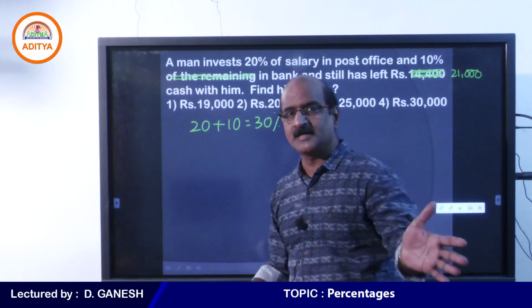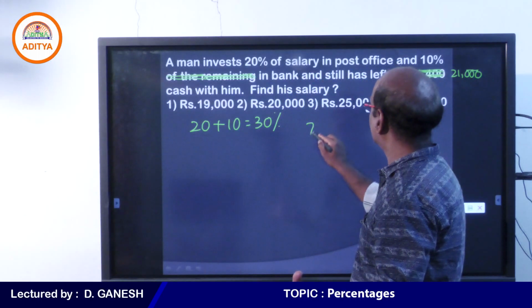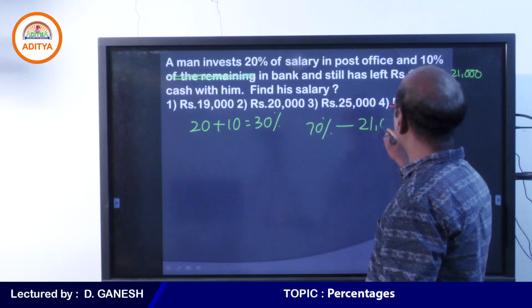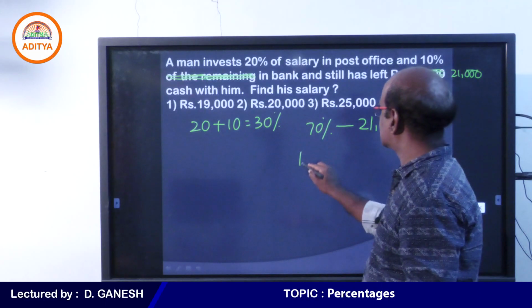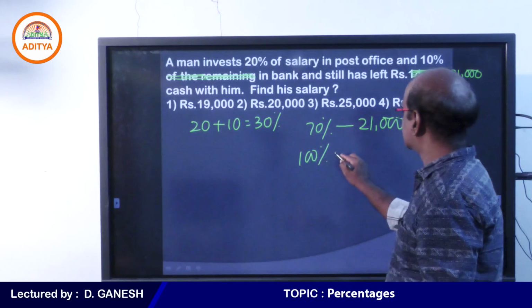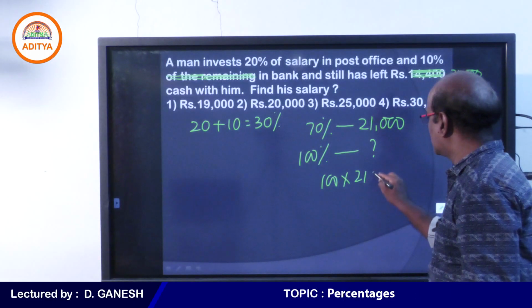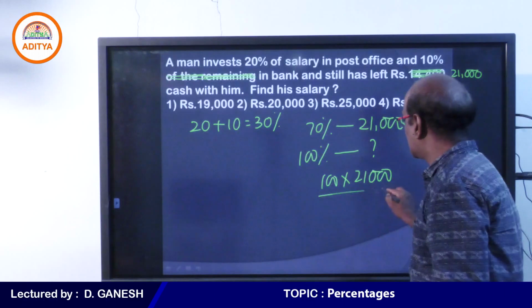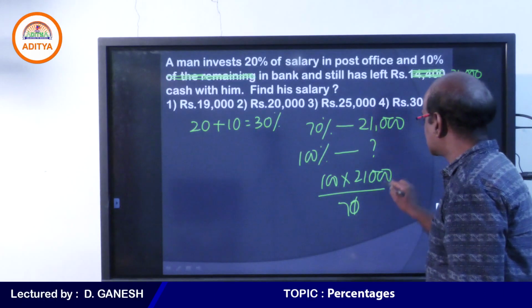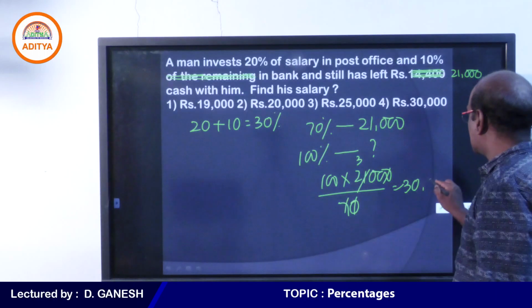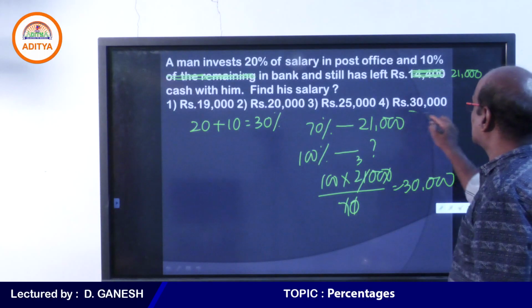After spending 30%, he left with 70%, and that 70% is equal to 21,000, and hence 100% is equal to how much? So 100 into 21,000 divided by 70. Come on student, do the necessary cancellations, and now you left with 30,000. That should be the correct answer.